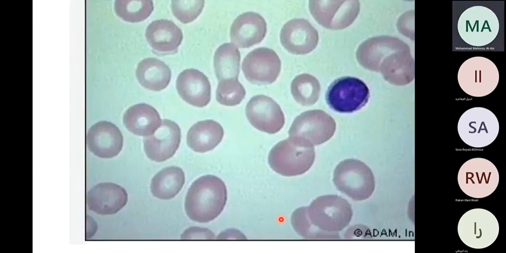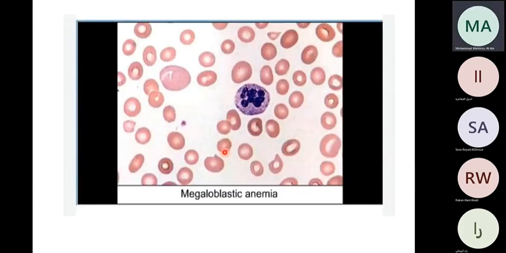This is a blood film showing a large cell. How do I know that it is large? I compare it with this lymphocyte. This is the lymphocyte. You can see this one is larger than the lymphocyte, so it is a macrocyte. So there is macrocytosis, by comparing the RBC to the lymphocyte. And also, you can see this one is large, so there is macrocytosis.